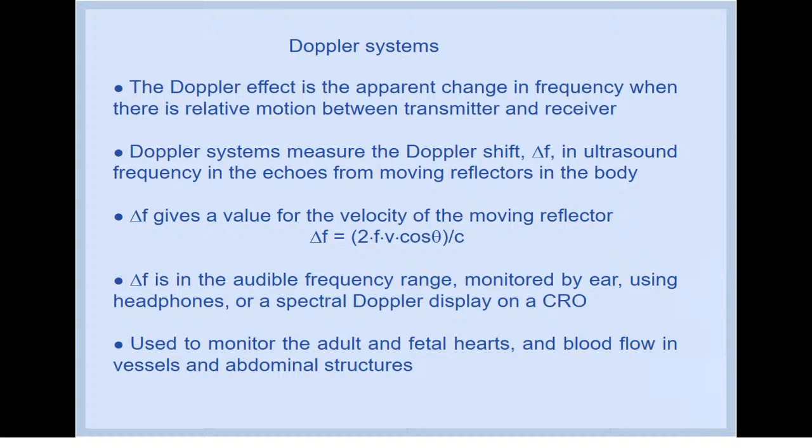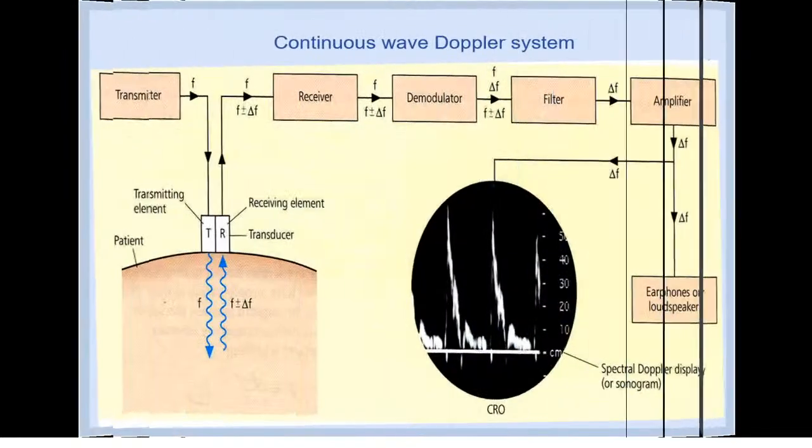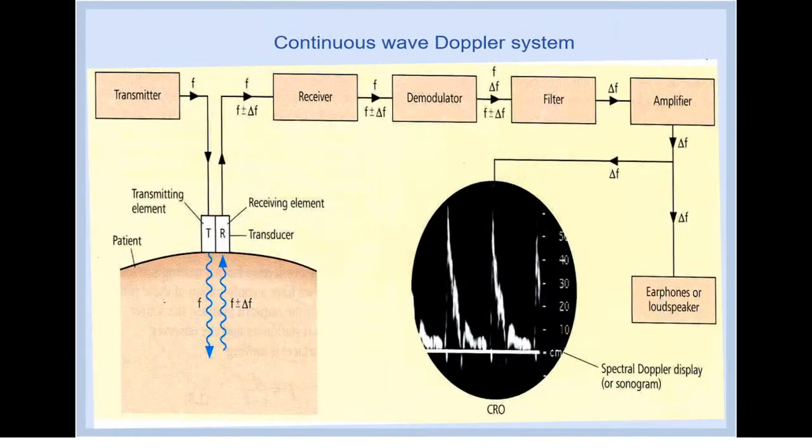This is known. Doppler shift is in the audible frequency range, monitored by ear using headphones or a spectral Doppler display on a cathode ray oscilloscope. Used to monitor the adult and fetal hearts and blood flow in vessels and abdominal structures. This is just a diagram showing you the Doppler system.